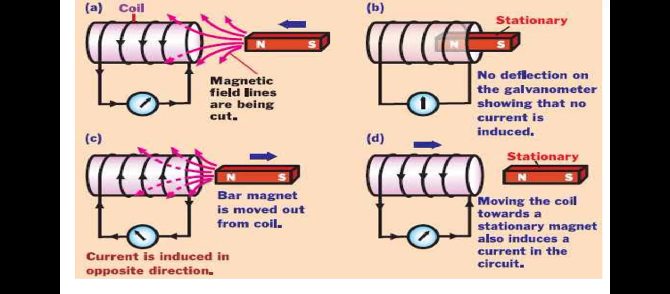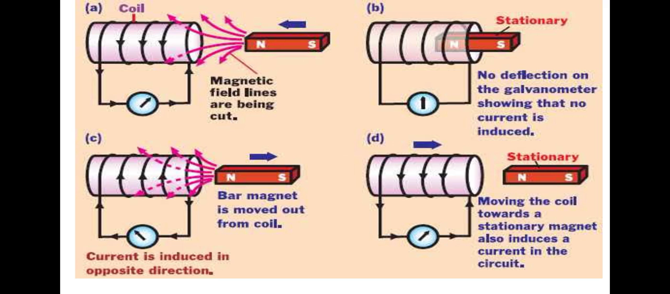In the first figure A, the bar magnet is moving towards the coil. When we will move the bar magnet towards the coil, observe the deflection of the needle in galvanometer. It gets deflected towards the right.